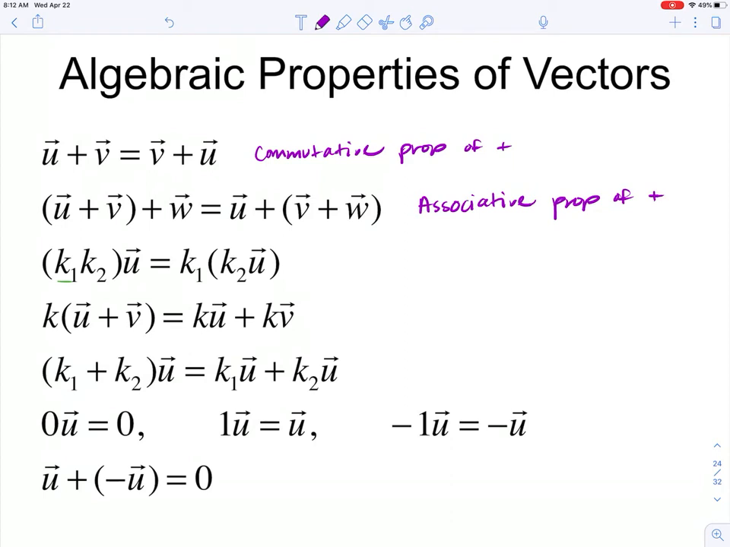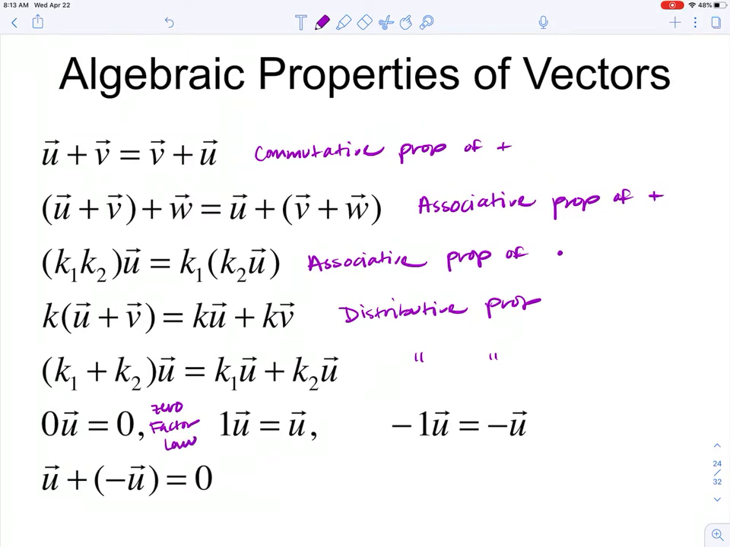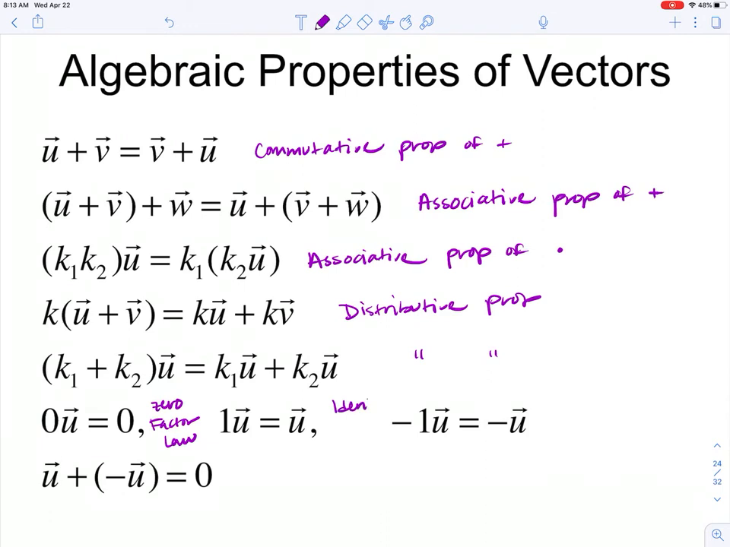Okay, an associative property of addition. An associative property of multiplication. A distributive property. Okay, and K still represents a scalar. We have the distributive property demonstrated again. This would be the zero factor law.